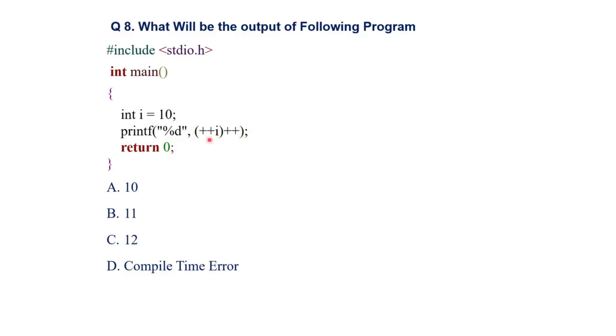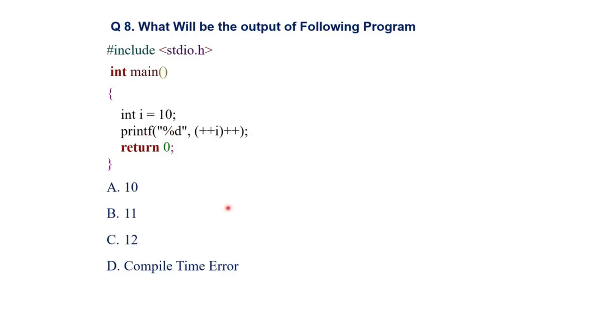So let us see this expression. In this expression, ++I will be executed first, it will be evaluated first because it is in the bracket. So ++I, value of I is 10, so ++I will be equal to 11. So this expression will become 11++, and we know that the ++ operator can't be used with a constant, and here 11 is a constant. Therefore this statement will generate a compile time error.